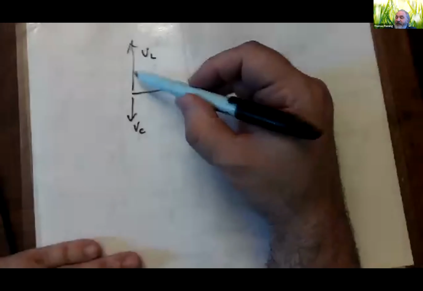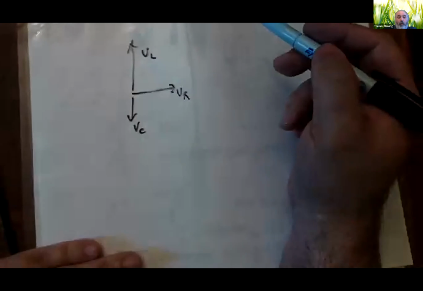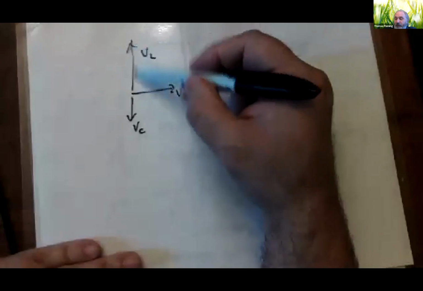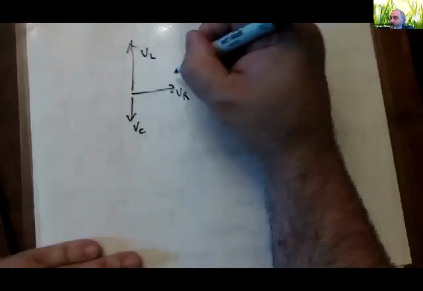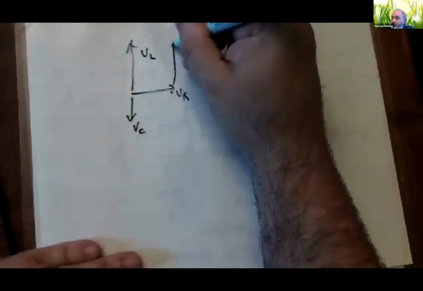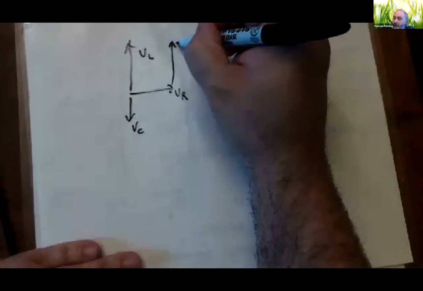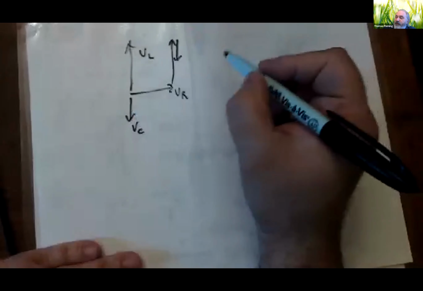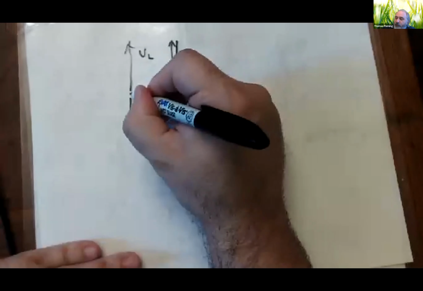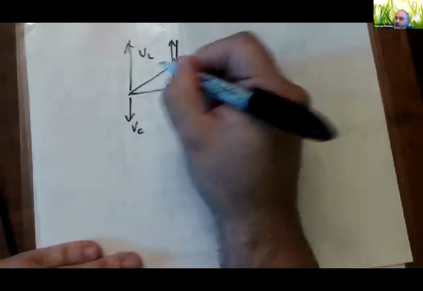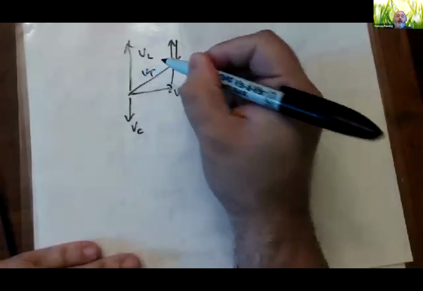So if I wanted to add these three vectors together and get V total, what I would do is put them all tail to tip. So I'd slide this little guy and put him tail to tip with that. And then I'd slide this little guy, put him tail to tip with that. And so V total would therefore go from the tail of the first vector to the tip of the last vector. So this right here would be V total.